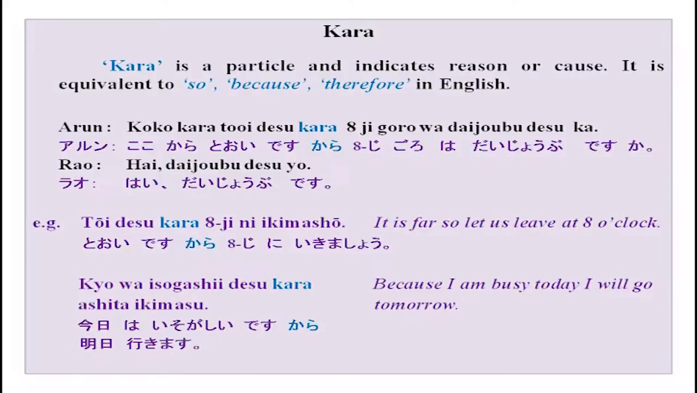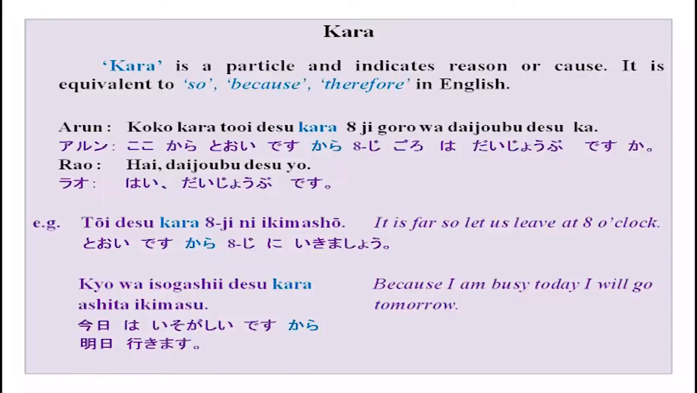Now, there was another new way of using kara in the dialogue. Over here it's given: koko kara toi desu kara, asa 8 ji goro wa daijoubu desu ka? Koko kara means from here, toi desu, it is far. Thus, asa 8 ji goro wa daijoubu desu ka?